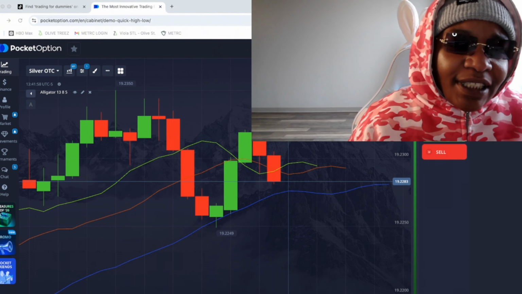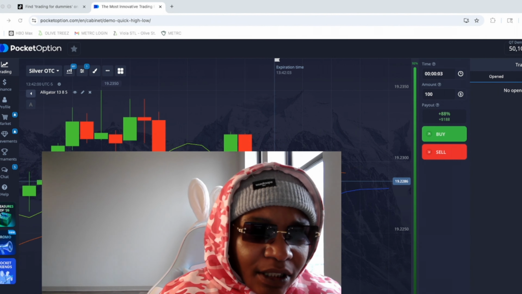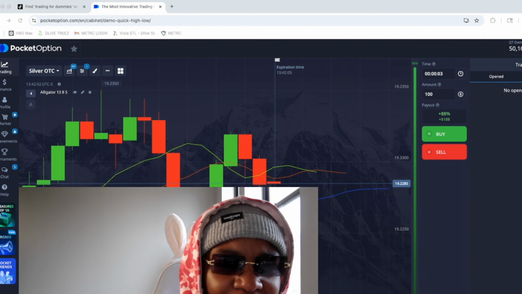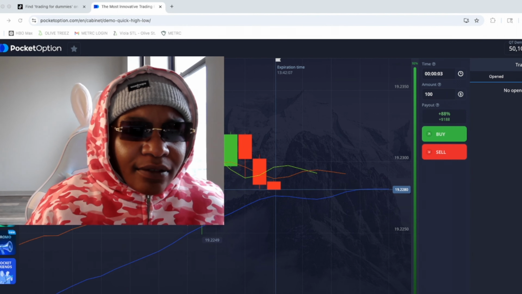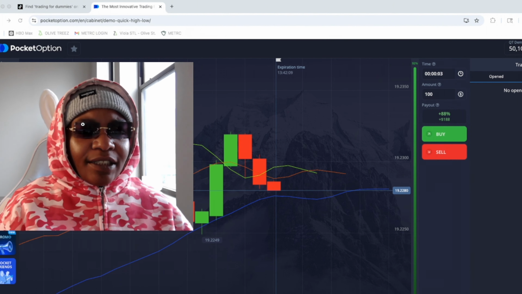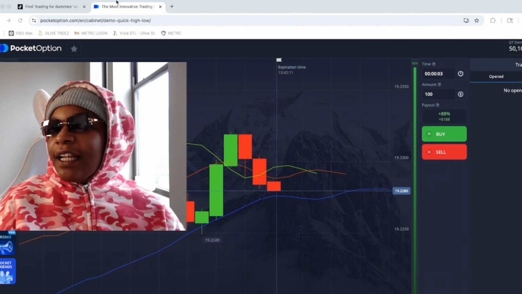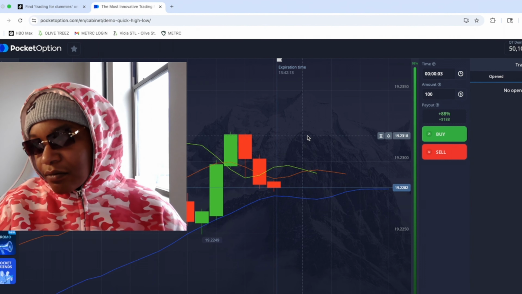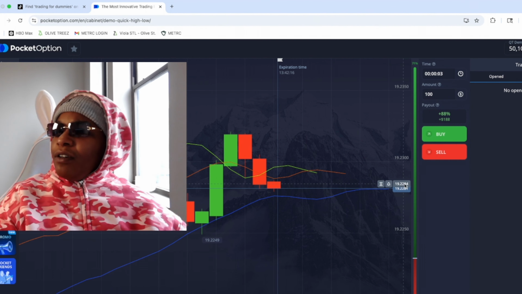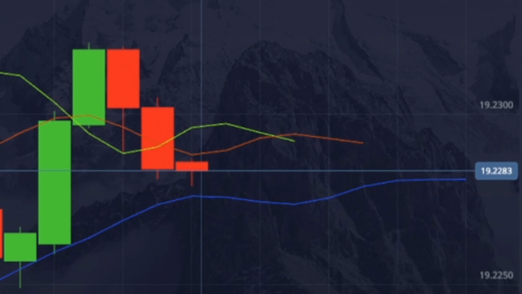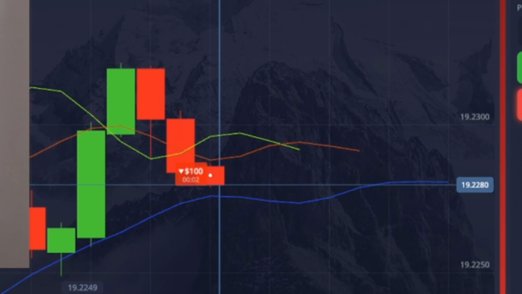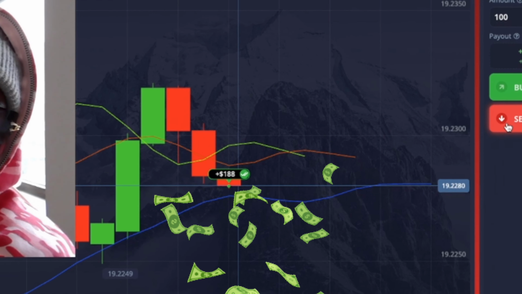So when he said, is the market going up or down? Is it red? Is it green? What's happening? Well, right now we notice the market is going down. So if I click down, we just won that trade.